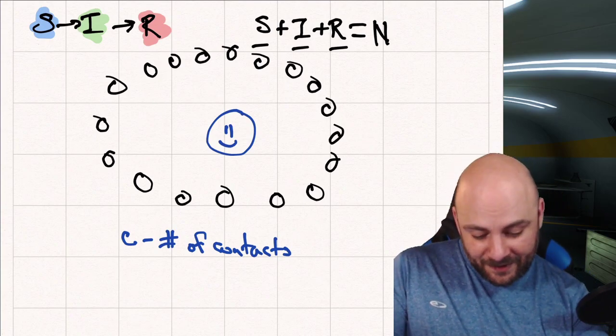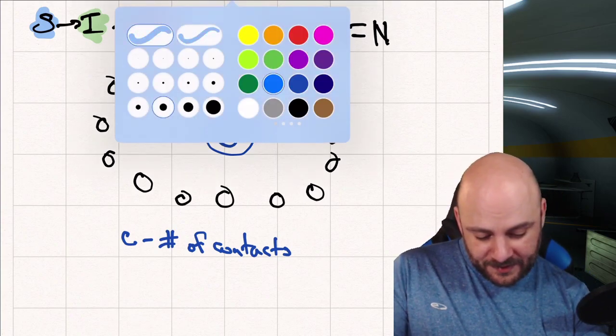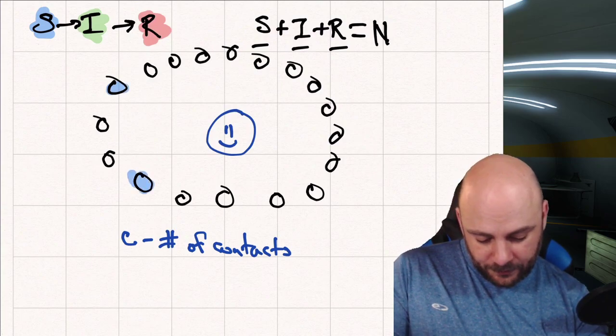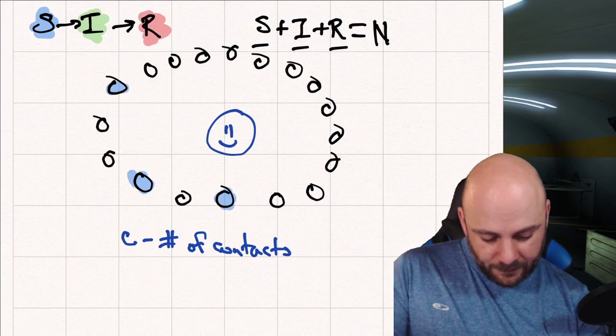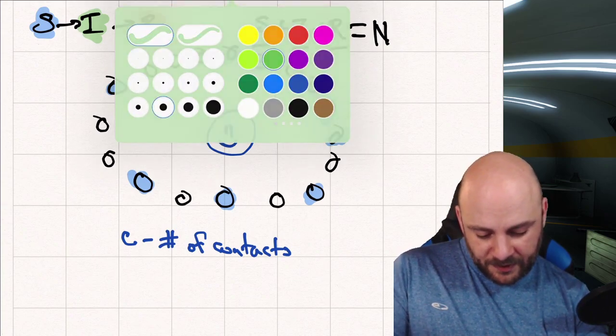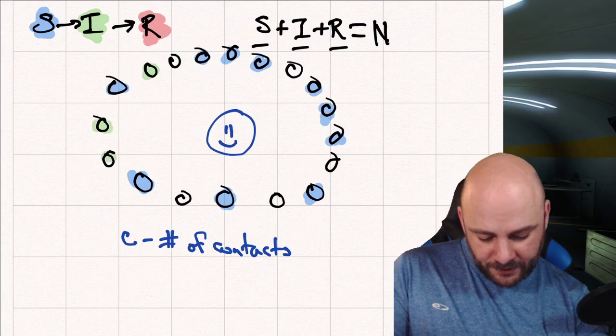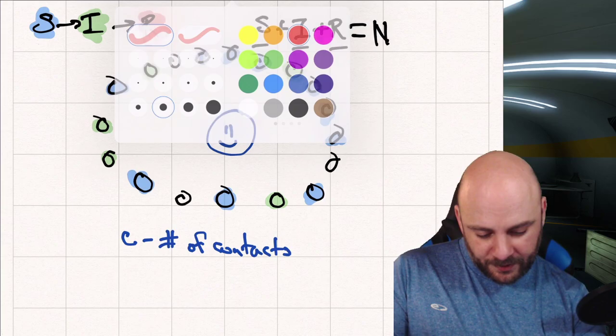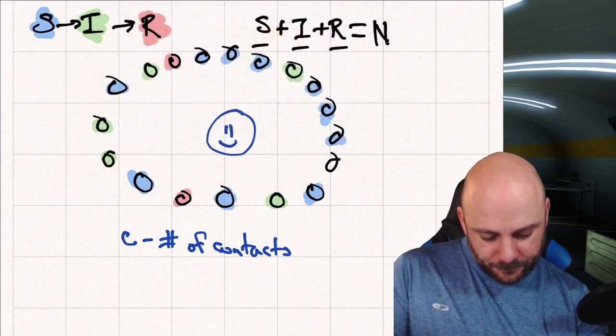Now, some of these guys are going to be susceptible also. Some of them are going to be infectious because they're sick. And some of them will be recovered.